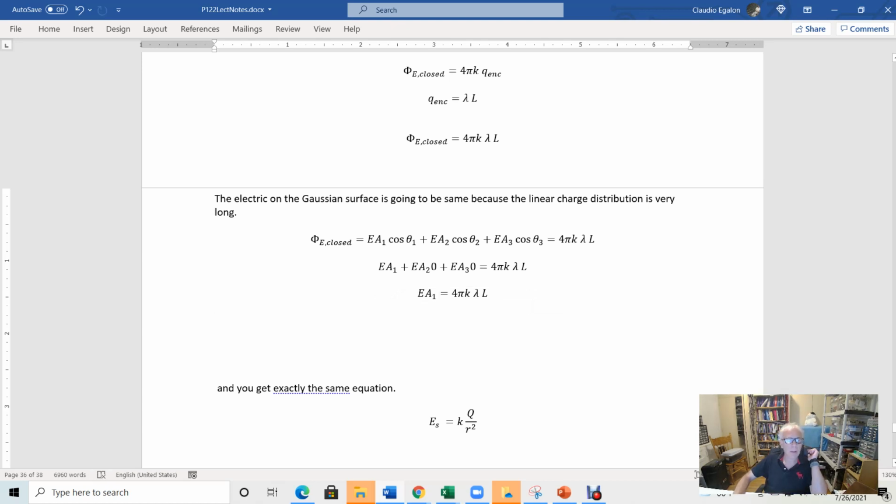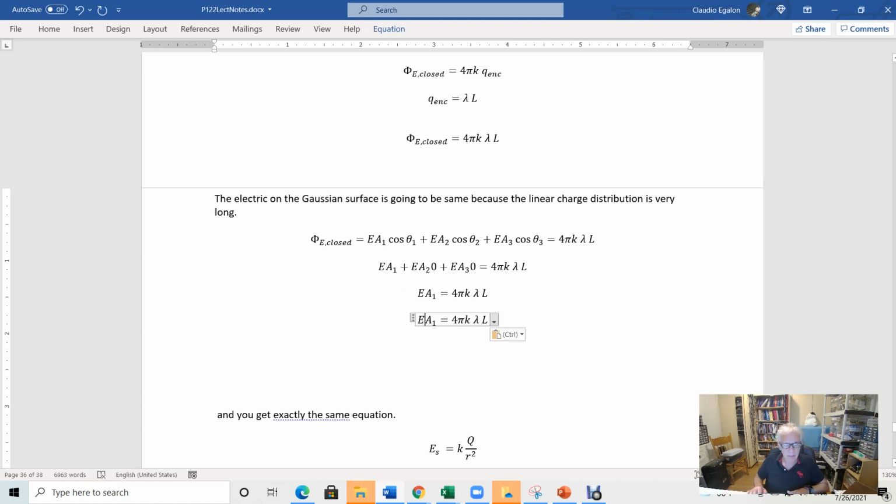Now we have to calculate the area 1. Area 1 is going to be the area of the cylindrical surface, 2 pi r L. Do you remember? We created that L out of nothing, and yet we don't have to worry about it because it's going to cancel out. We don't need that A1 anymore.